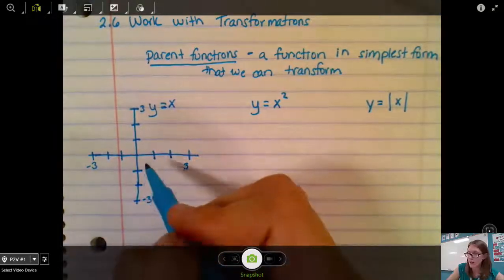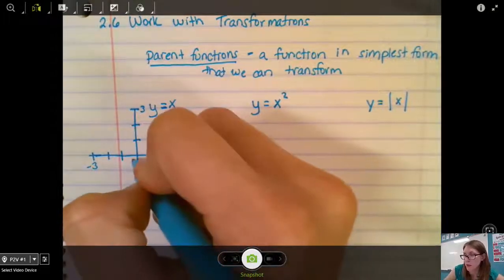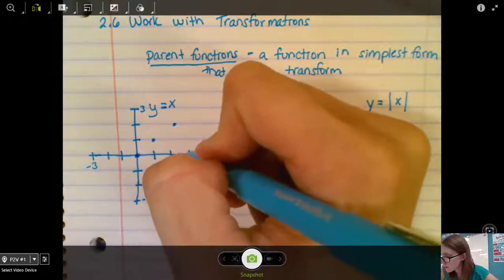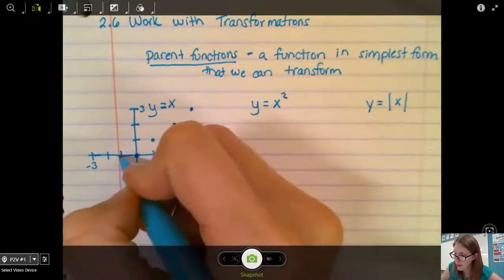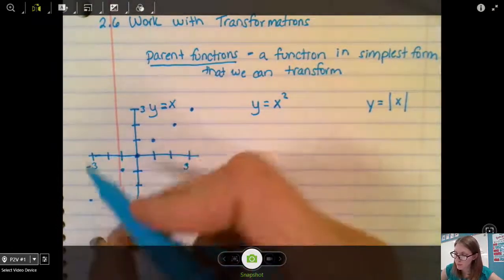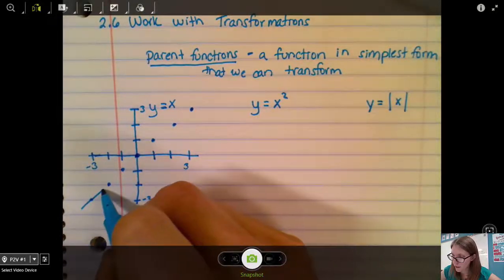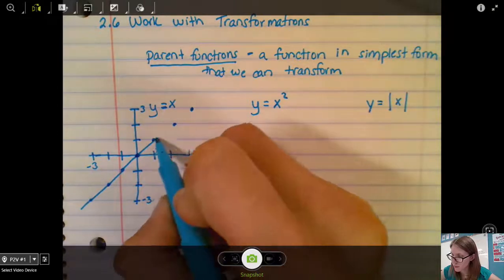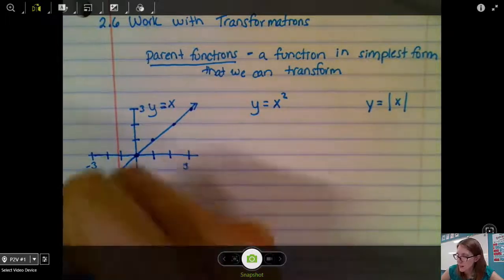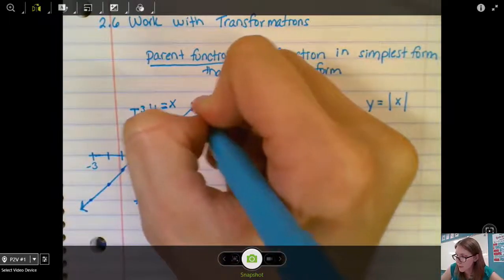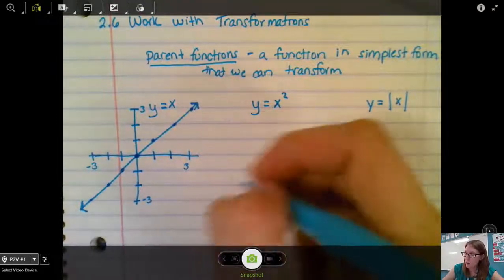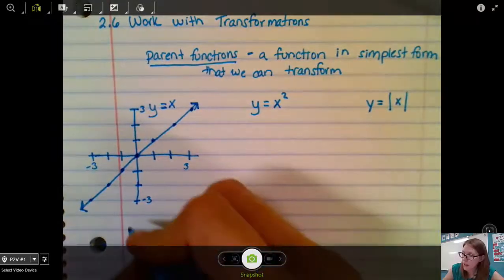So y equals x, my x and my y values are the same. So 0, 0, 1, 1, 2, 2, 3, 3, negative 1, negative 1, negative 2, negative 2, negative 3, negative 3. And this is a linear function. Okay. So y equals x, here's my first parent function. Okay. And I'll make my x and y table underneath here also.